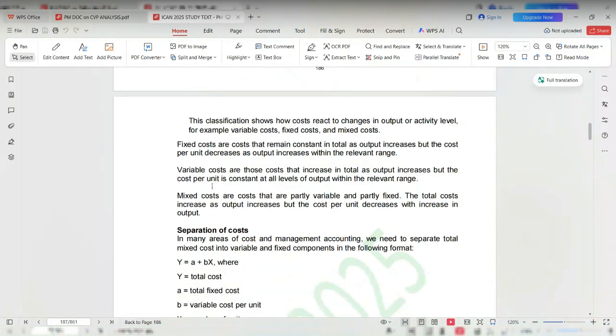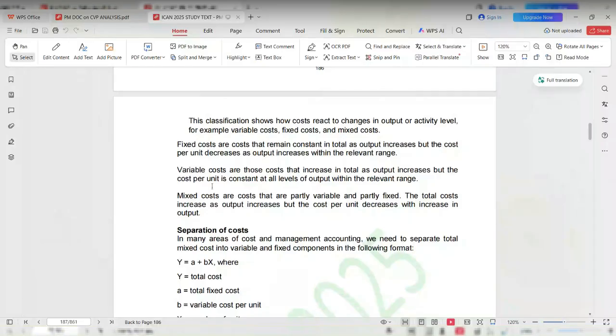All right. We have mixed costs. Mixed costs are costs that are partially variable and partially fixed. The total cost increases as output increases, but the cost per unit decreases with increase in output. That is an example of mixed cost.